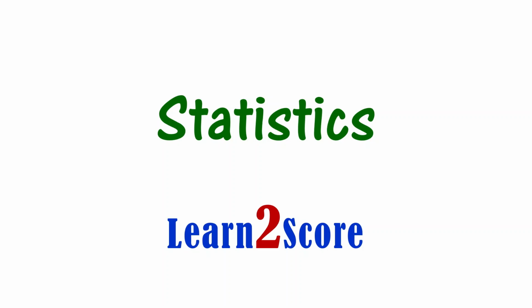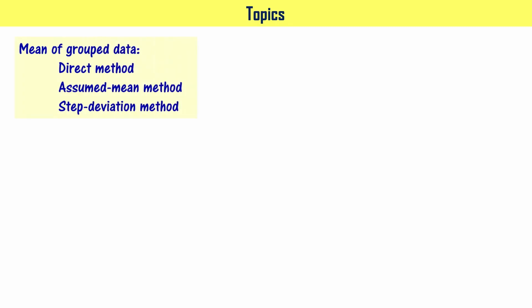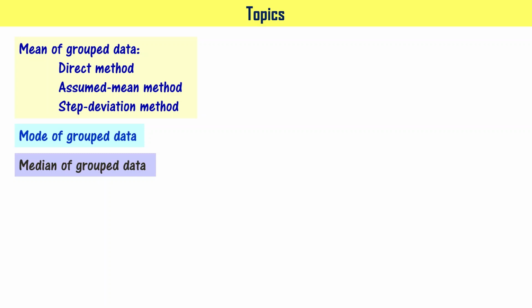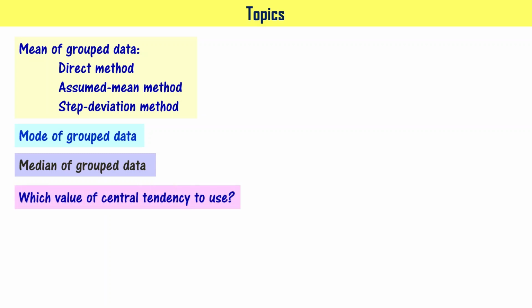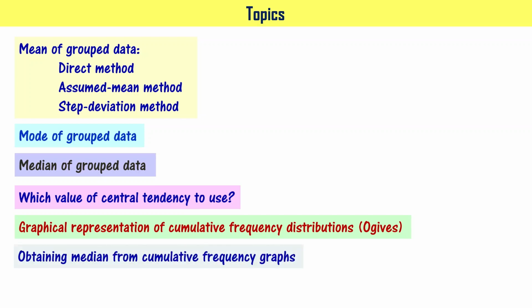In this video, we are going to discuss statistics for class 10th. The topics covered are the following: mean of grouped data using direct method, assumed mean method, and step deviation method, mode of grouped data, median of the grouped data, which value of central tendency to use, graphical representation of cumulative frequency distributions, those are called ogives, and obtaining median from cumulative frequency graphs.